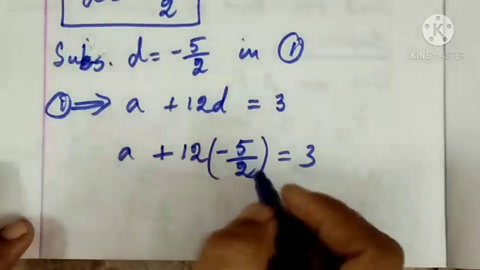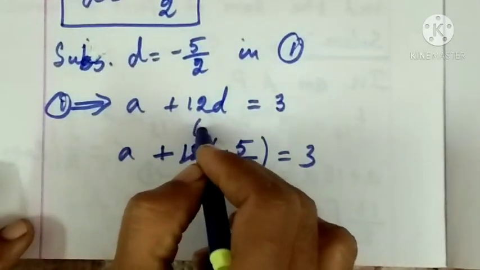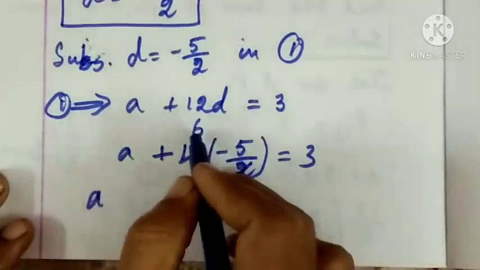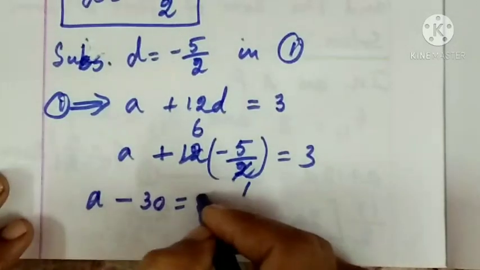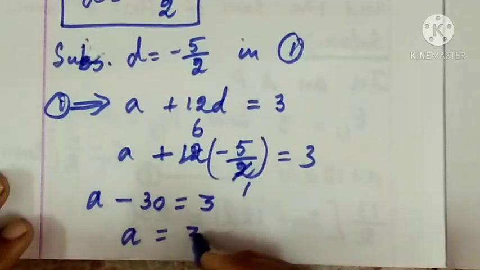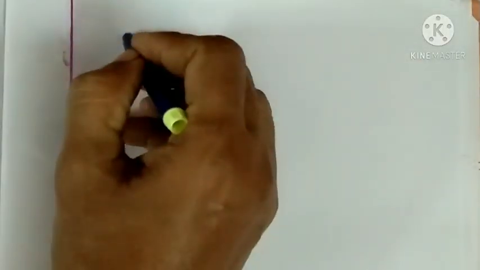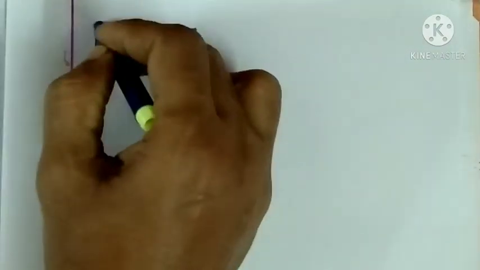Now you have to cancel this by 2 table: 1 2 is 2, 6 2s are 12. That is a plus 6 into minus 5, minus 30 is equal to 3. Therefore, the value of a is equal to 3 plus 30. That is a is equal to 33.